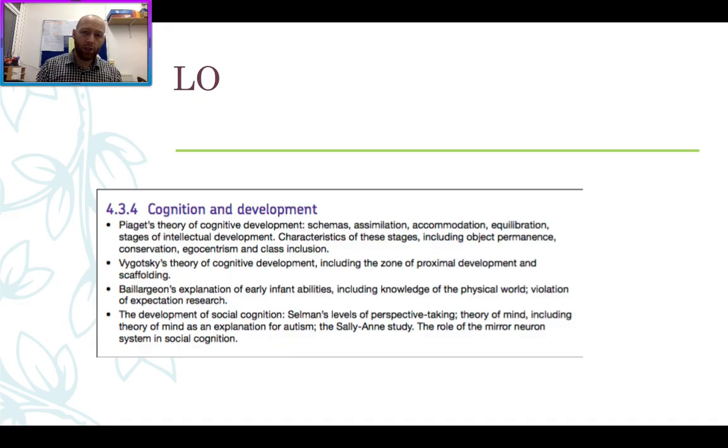Then we looked at violation of expectation research, which seemed to suggest that babies at a much younger age have quite advanced cognitive abilities, such as object permanence and a physical understanding of the physical world, that solid objects can't move through each other and so forth. And what we're going to look at today is the next step. Having looked at understanding of the natural world, now we're looking at understanding of the social world.